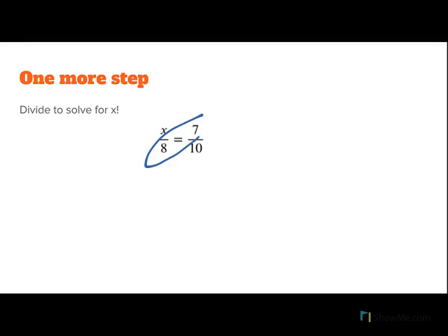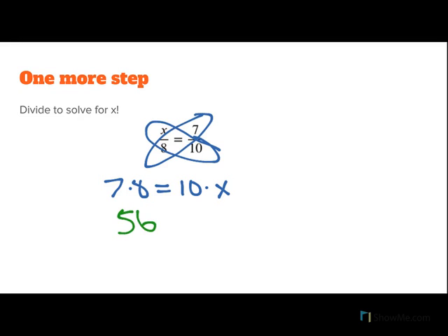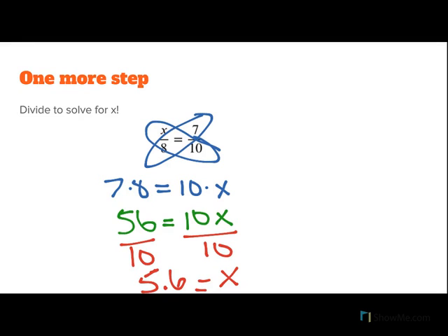So if I take my cross product here, I would have 7 times 8 equals 10 times x. This would give me 56 equals 10 times x, or 10x. Now I can divide by 10. If I divide both sides by what I'm multiplying x by, or in other words, if I divide my original by what I started with, using that same terminology we've talked about before, that's going to give me my answer. So 56 divided by 10 would give me 5.6. And that's how we can do this using our cross product.